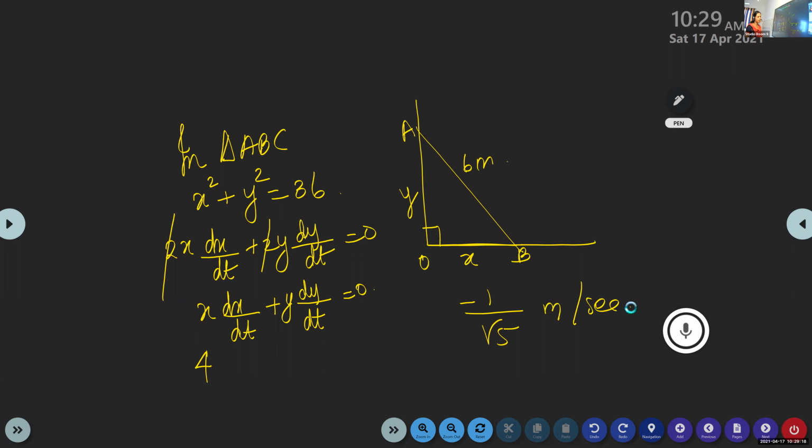Four into what is dx by dt? dx by dt is given as 0.5, isn't it? So 4 into 0.5 plus y. What's the value of y? Using Pythagoras theorem, can you find out? Plus or minus 2 root 5. Plus or minus 4 root 5? No, 2 root 5. So we can write simply 2 root 5.